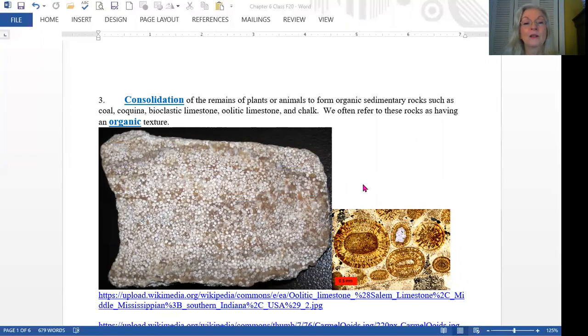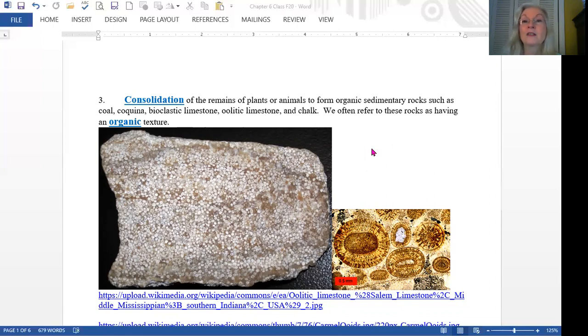We also can form sedimentary rocks by the consolidation of plants and animals to form organic sedimentary rocks. We describe them as having an organic texture associated with them. Chalk is an example. A little sea creature dies and his little remains fall to the bottom of the ocean, and over a really long period of time it actually turns into a rock, and the rock can be chalk.